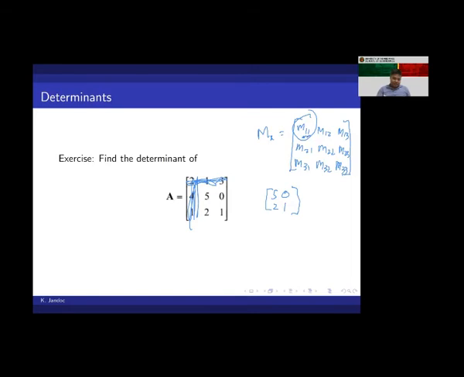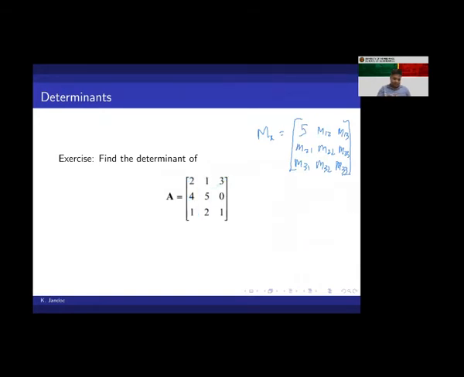How do you get the determinant? You have to get the product of this diagonal, so 5 times 1, minus the product of the off diagonal, 2 times 0. So 5 minus 0 is equal to 5. Okay? So let's erase this and put this 5 over here. Great. Next step.